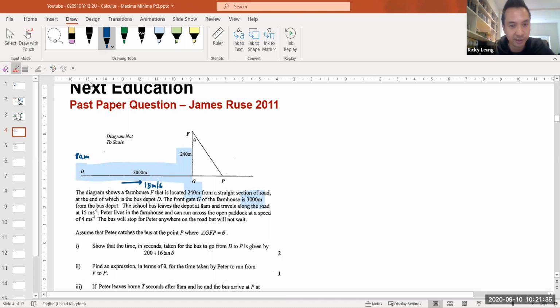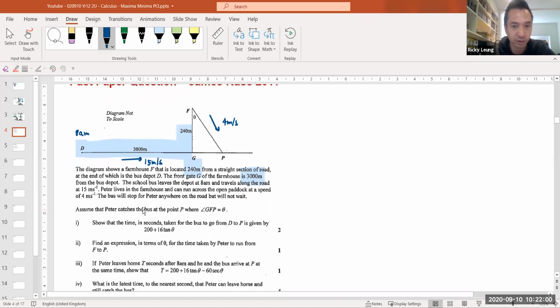Peter lives in the farmhouse and can run across at 4 meters per second. The bus will stop for Peter anywhere on the road, but will not wait. Oh, so it does stop. I pictured the bus traveling at 15 meters per second and Peter just has to grappling hook on. Okay, the bus catches the point at theta. Brilliant. Look at the marks.